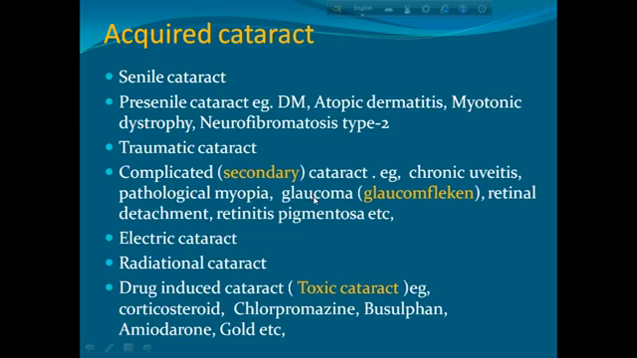When you say glaucoma, there is another question. In glaucoma, a cataract develops. The particular name of this cataract is glaucomflecken. Particularly in glaucoma, there is a special type of cataract developed. The name is glaucomflecken, and also retinal detachment and retinal pigmentation. These are the causes of complicated cataract.